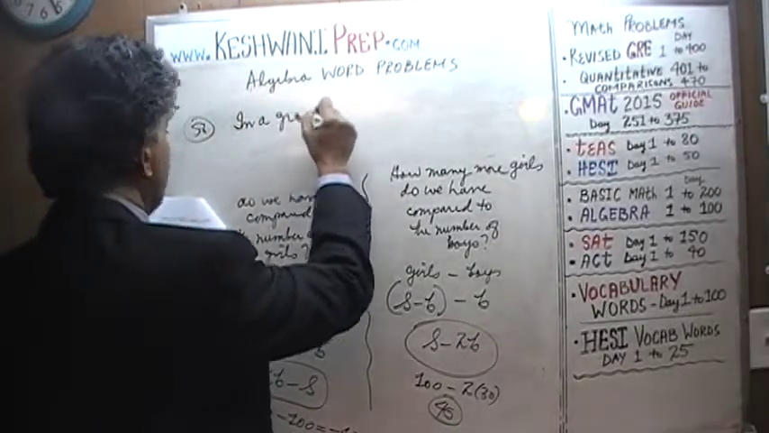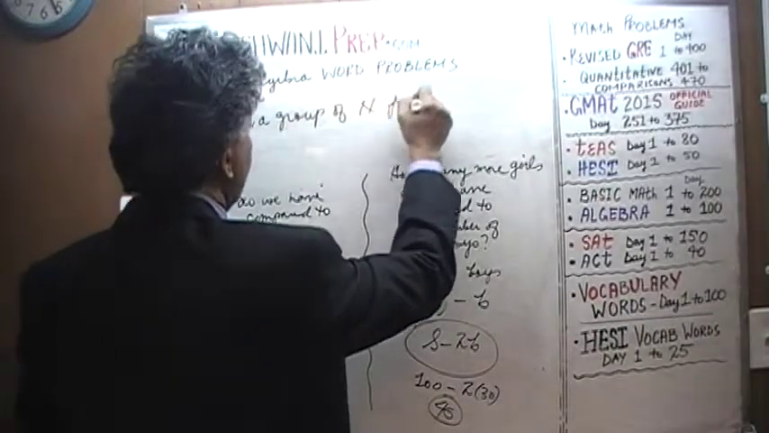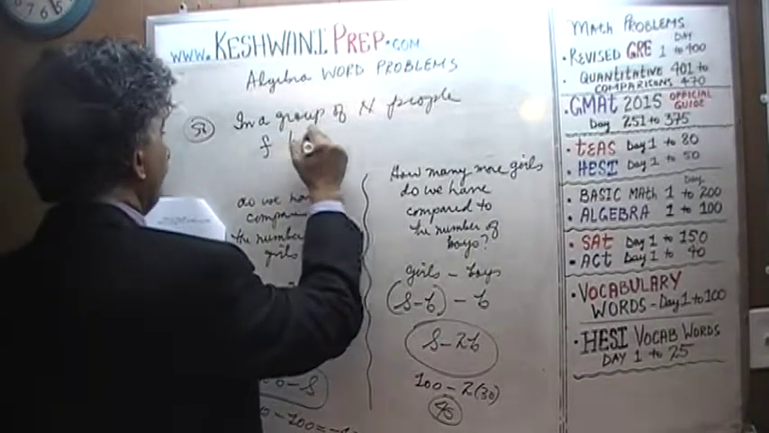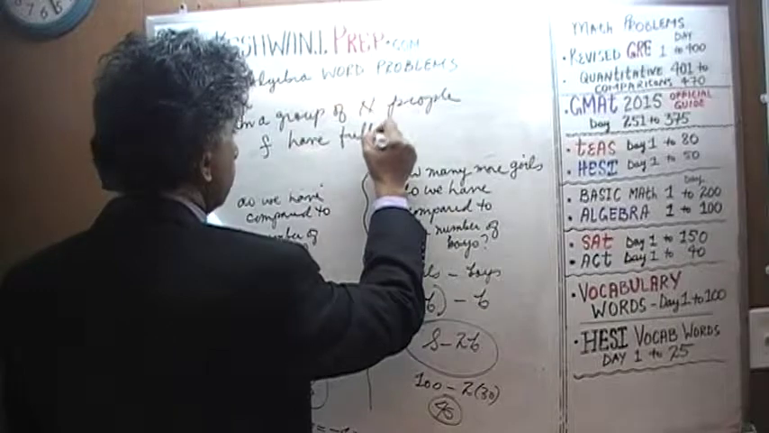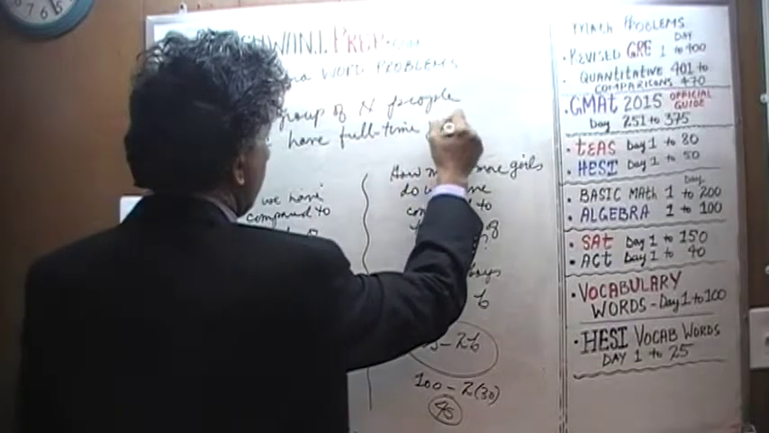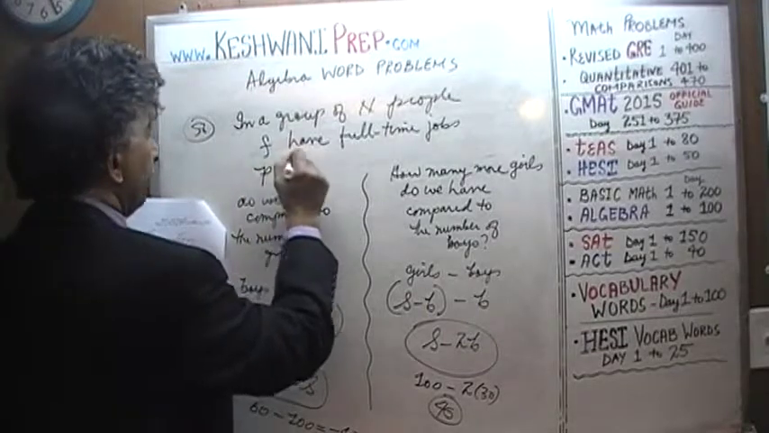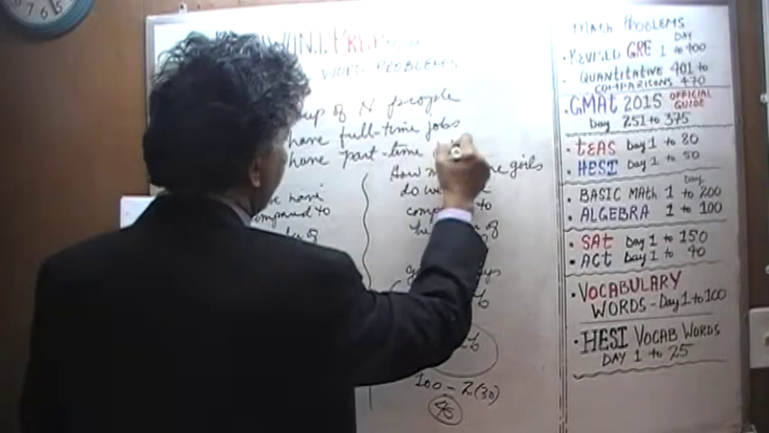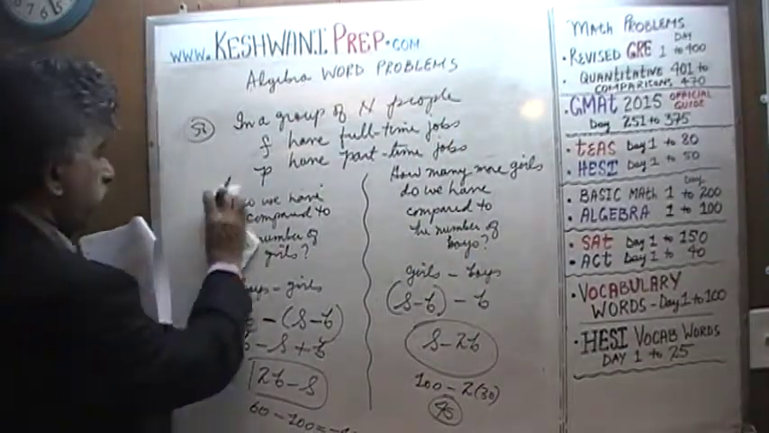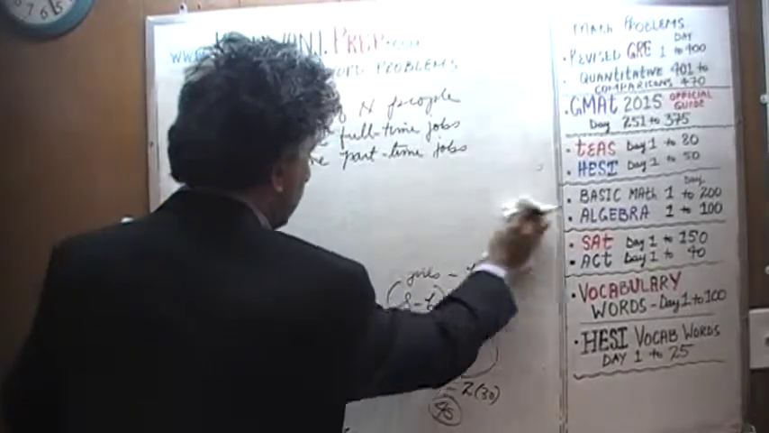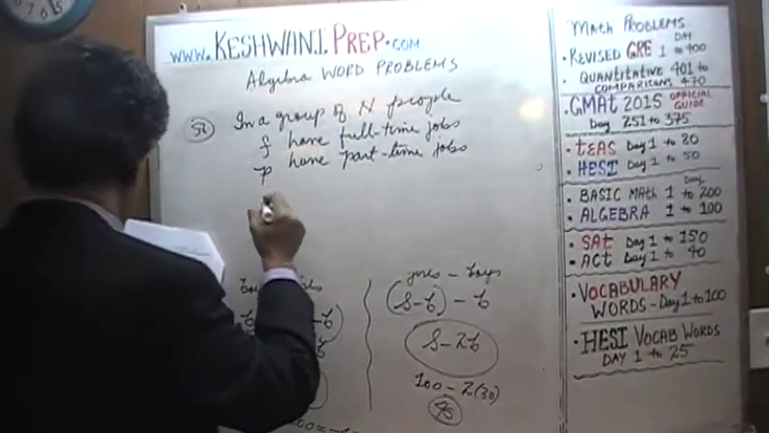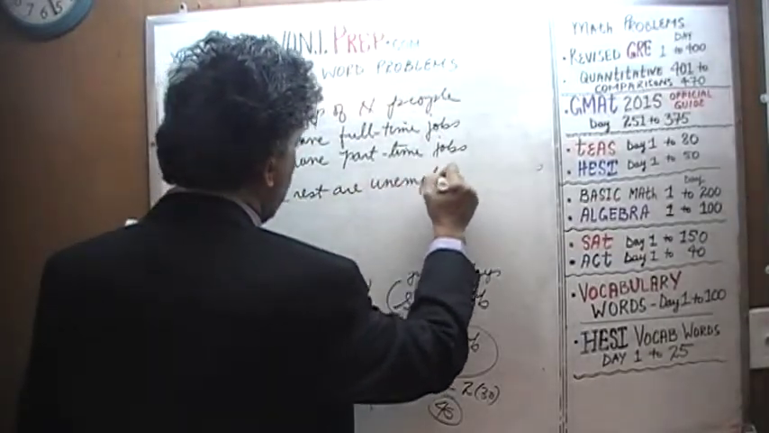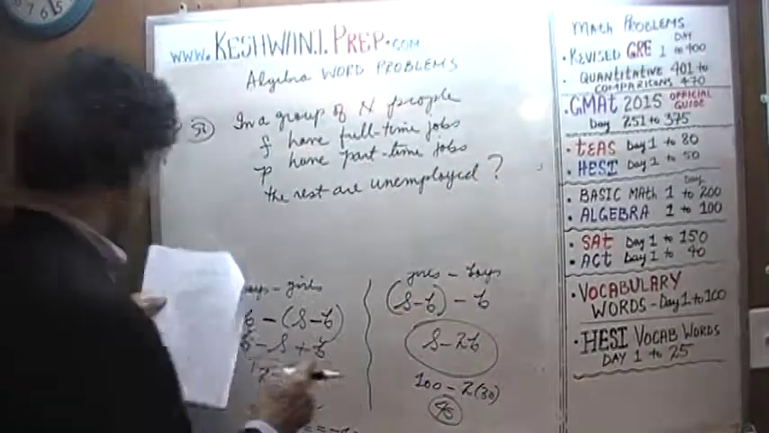In a group of N people, F of them have full-time jobs. P of them have part-time jobs. And the rest are unemployed.